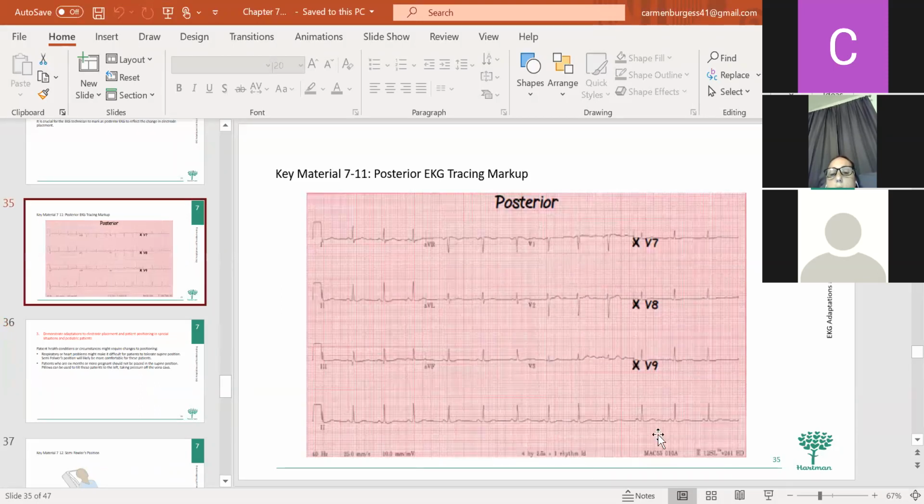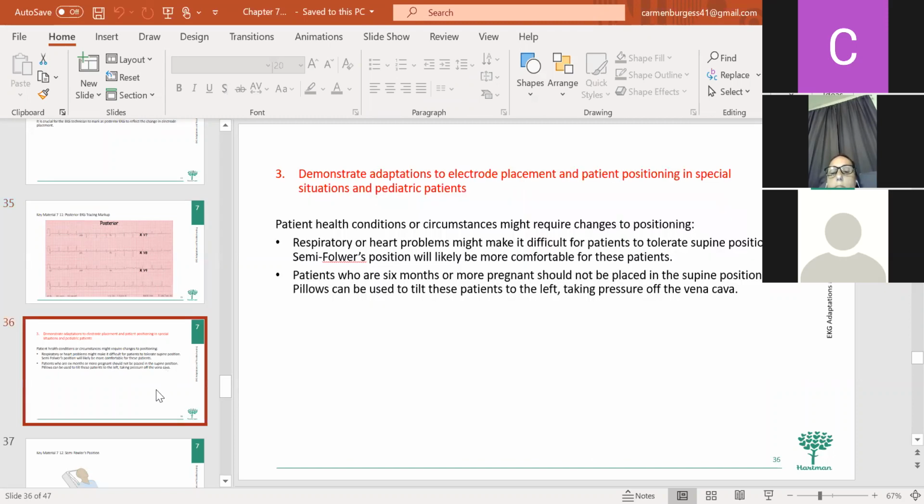And this is what it looks like. So if you need to do a posterior EKG and you pull this out of your machine, you want to document that it was posterior. You don't necessarily have to do this, but it would be a good thing to do so that you're making sure they understand that this is a posterior EKG. Everybody got that part? You will see that again.